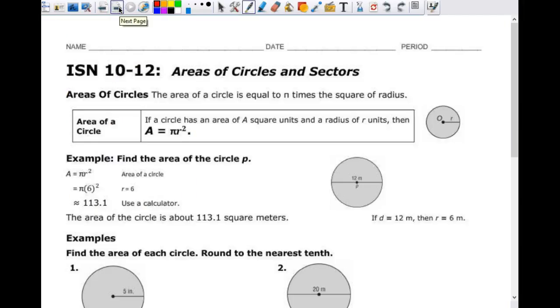All right, so today we're going to first start off with a review of circles, area of circles. The formula for area of circles is pi r squared. It's right here. Area is equal to pi r squared.